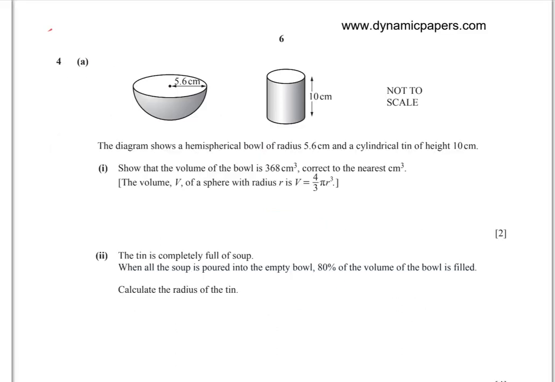Next one, 4a. The diagram shows a hemispherical bowl of radius 5.6 centimeter and a cylindrical tin of height 10 centimeter. Show that the volume of the bowl is 368 centimeter cube, correct to the nearest centimeter cube. The volume of the bowl equals, because hemisphere, so 2 over 3 pi r power 3, so 2 over 3 pi 5.6 power 3, 368 to nearest centimeter cube.